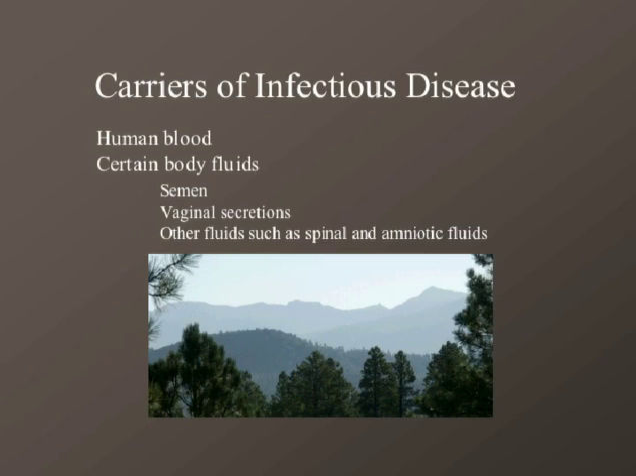Human blood and certain body fluids are carriers of infectious disease. Varied types of microscopic germs such as viruses, bacteria, parasites, and fungi cause these diseases. Body fluids that can carry infection include semen, vaginal secretions, and other fluids such as spinal and amniotic fluid. Healthcare professionals must protect themselves whenever the potential for exposure to blood as well as these body fluids is possible.